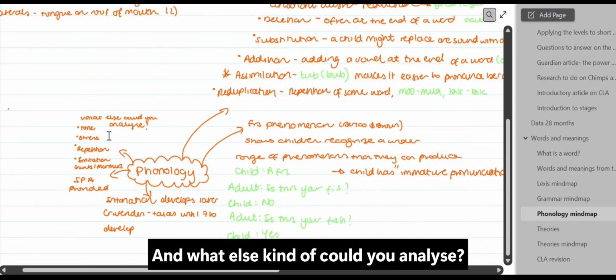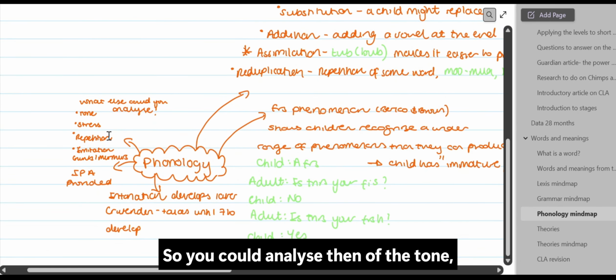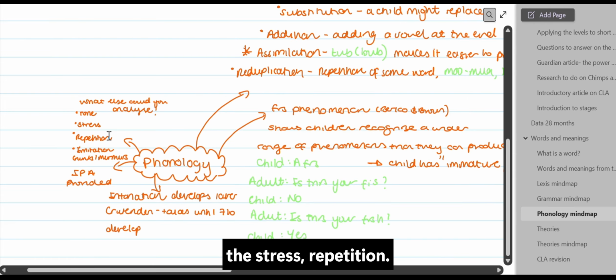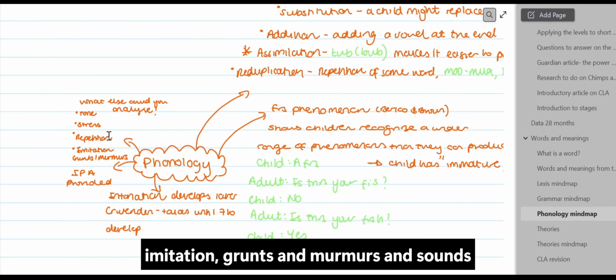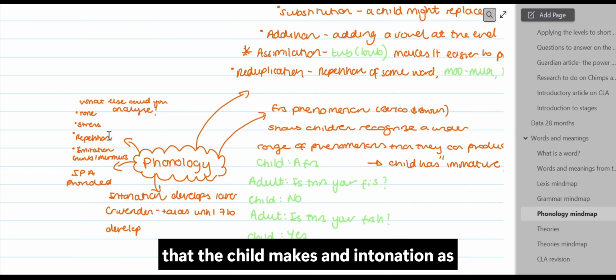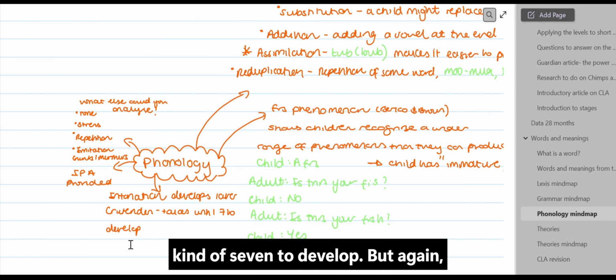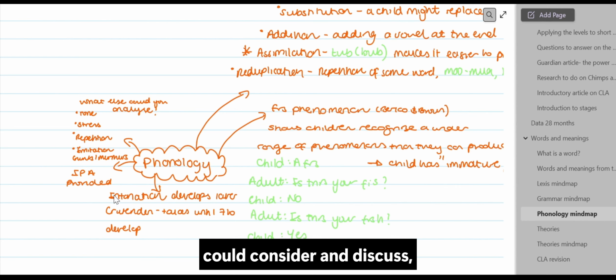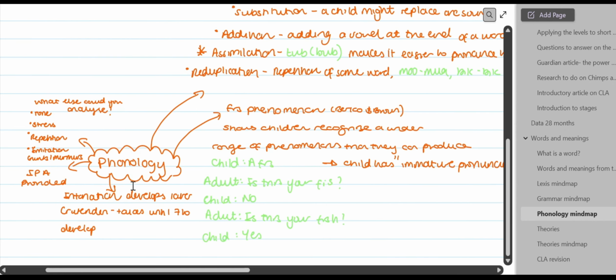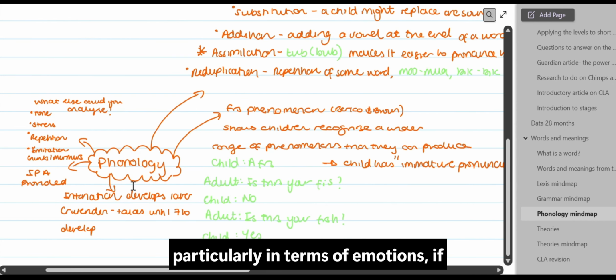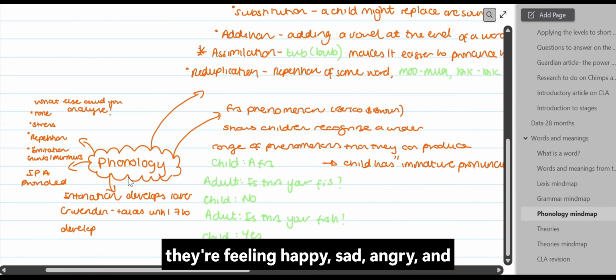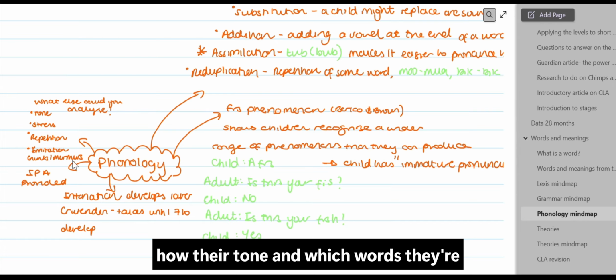And what else could you analyze? So you could analyze the tone, the stress, repetition, imitation, grunts and murmurs and sounds that the child makes, and intonation as well. And that develops later. So Crittenden says that it takes until age 7 to develop. But again, these are all things that you could consider and discuss, particularly in terms of emotions, if they're feeling happy, sad, angry, and how their tone and which words they're stressing.